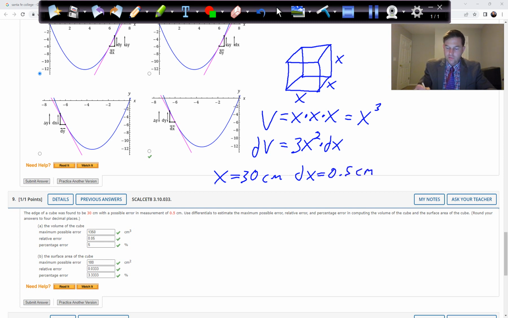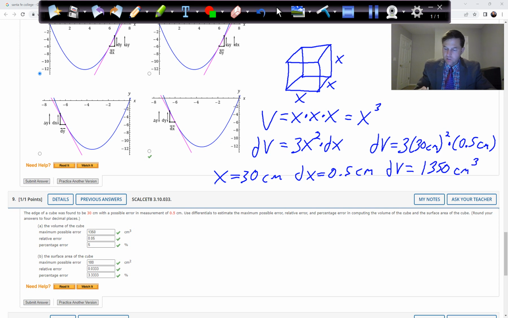So the first thing we're going to find is the maximum differential volume, which would be 3 times 30 centimeters squared times 0.5 centimeters. And if you do this, at least for my numbers, this is 900 times 3, which is 2700 times 0.5, which is 1350 centimeters cubed, because we have 2 centimeters here and then another one here, that's 3. So that is the maximum differential volume or possible error.